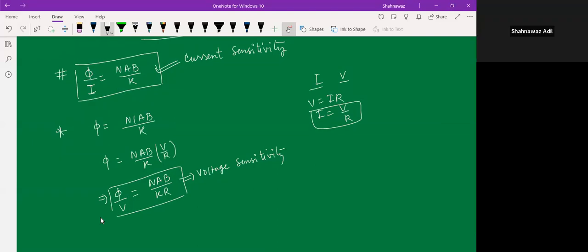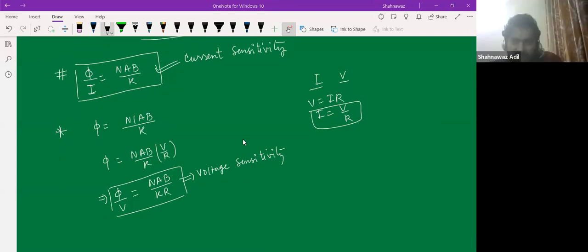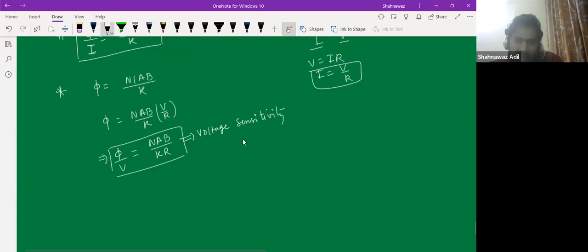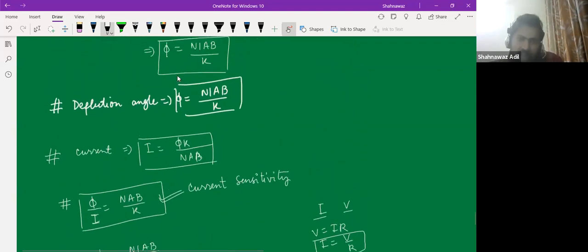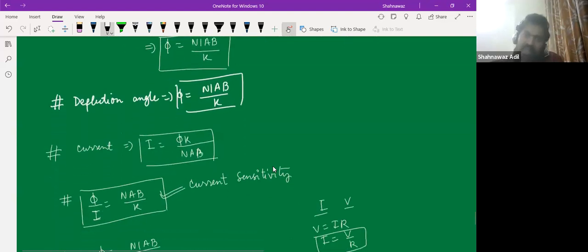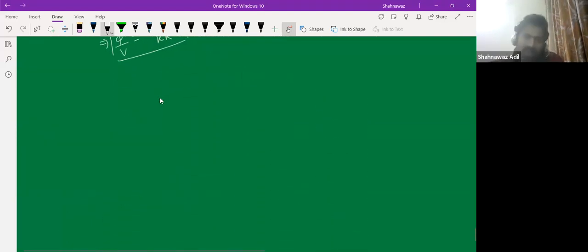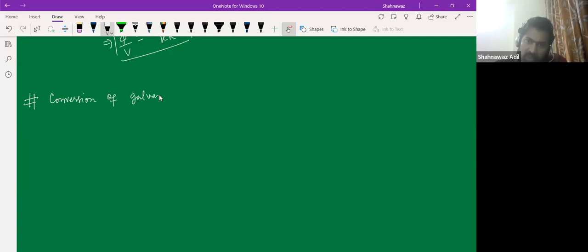And then how can we convert the galvanometer into a voltmeter? So how can we do that? I will directly write a scenario to conversion of galvanometer into an ammeter.